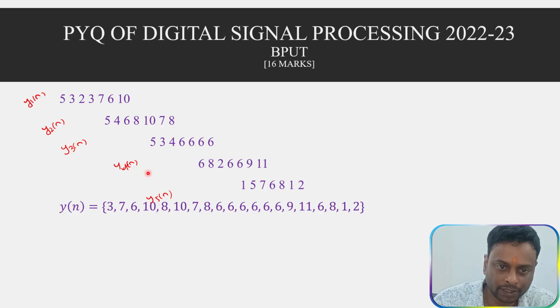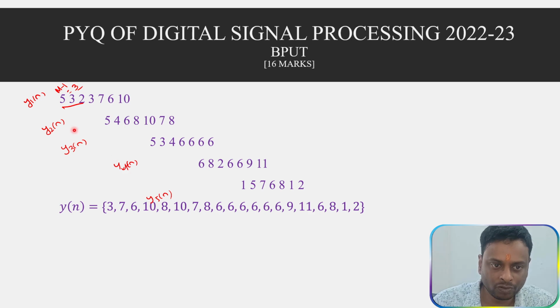Now, how to write the output? In this case, you have to discard the first m minus 1 data points. You can see that the m minus 1 data points you discard means this 5 3 2 is not taken over here. So this is m minus 1, so 3 data points are discarded. That is why it is written as 3 7 6 10.